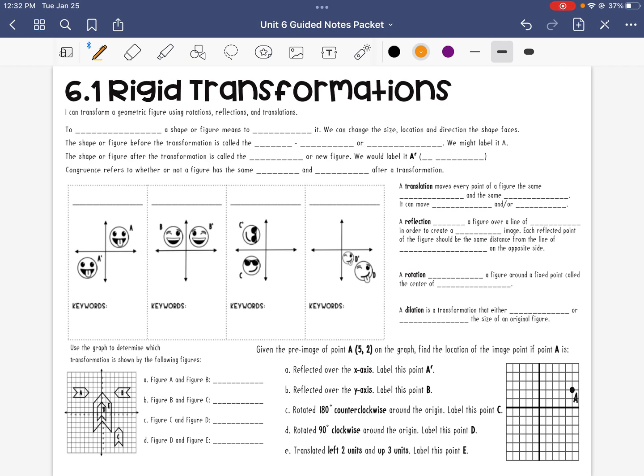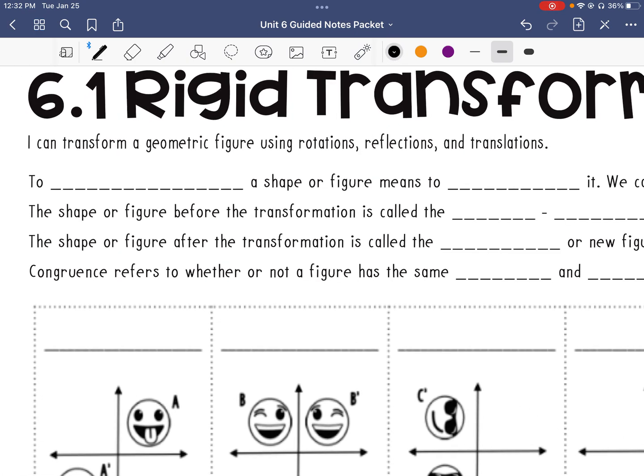This is the lesson for 6.1. It is a review of rigid transformations. We are going to start with our learning objective as always. I can transform a geometric figure using rotations, reflections, and translations.